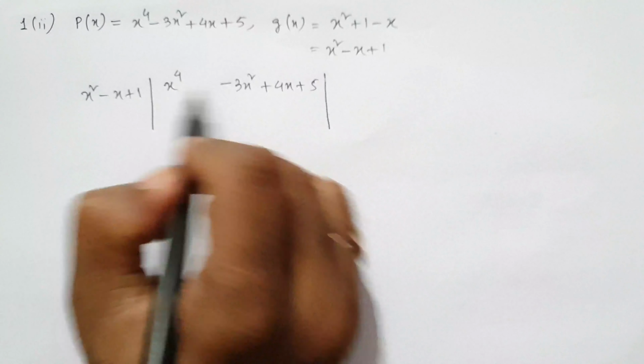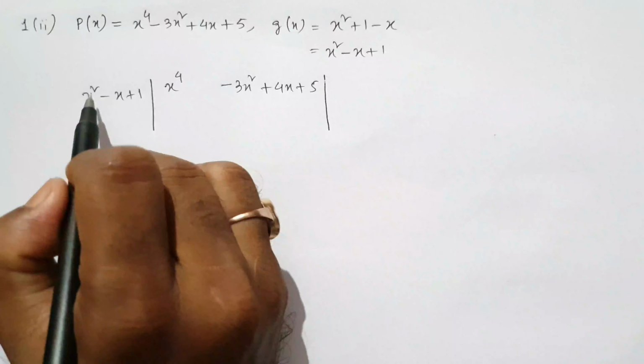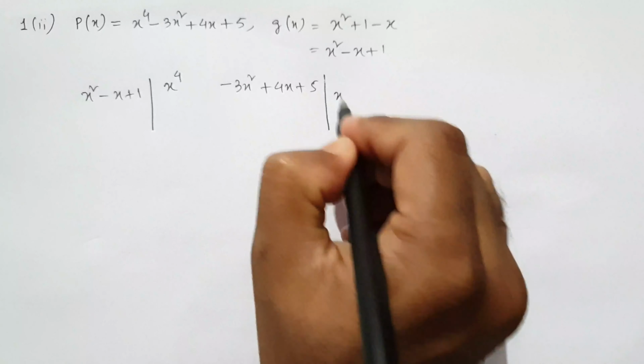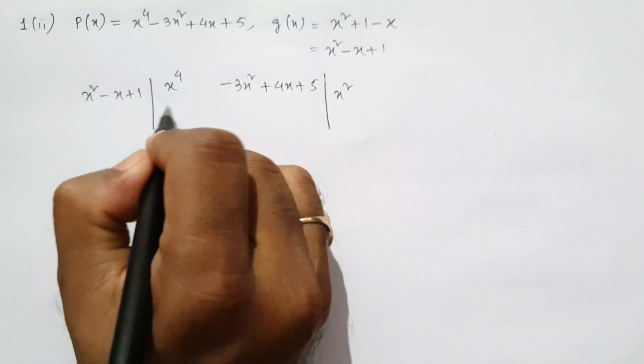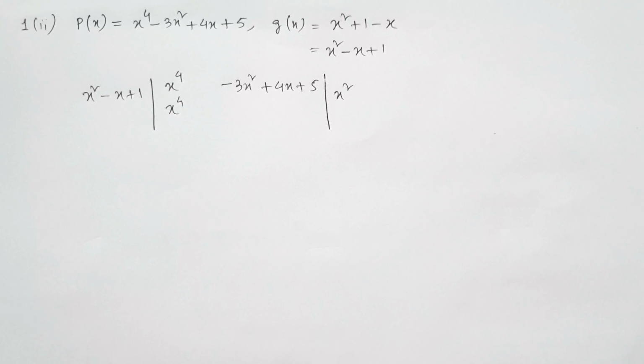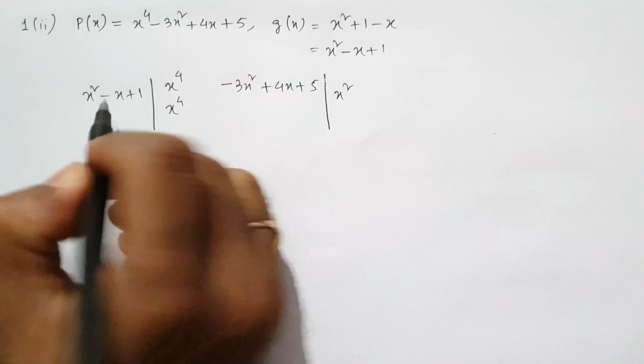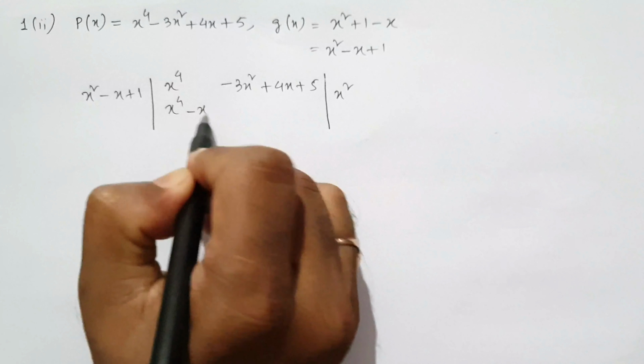This cubic term is not there, so we're just giving a gap here. Now the first term will divide by the first term, that is x square into x square becomes x to the power 4. Now remaining minus x plus 1. So x square into minus x becomes minus of x cube.